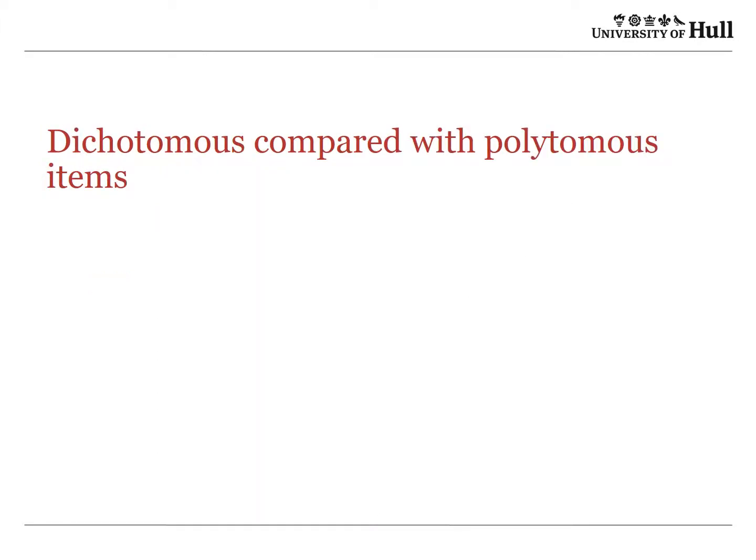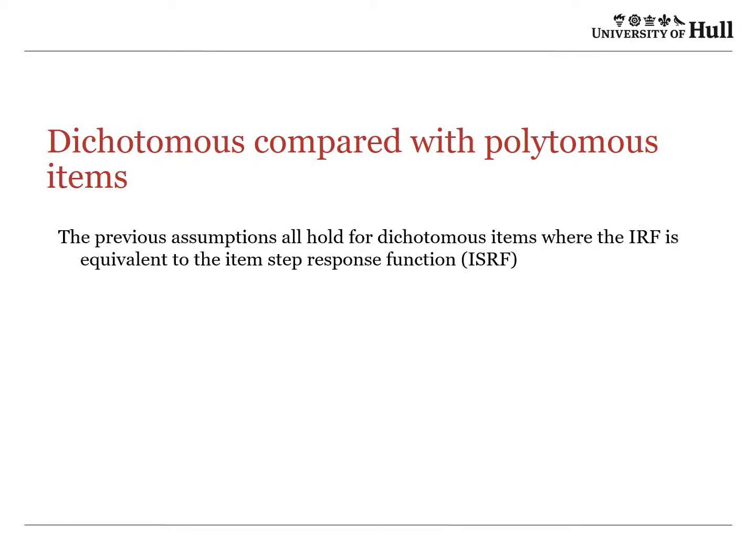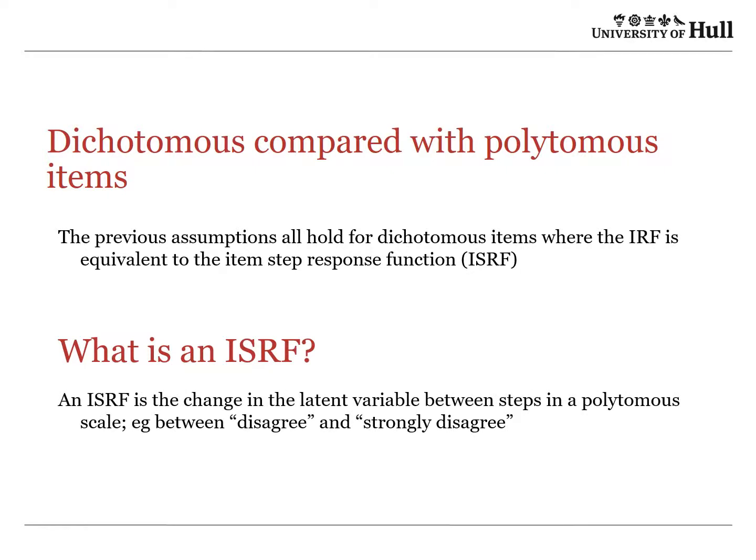Let's just quickly look at dichotomous compared with polytomous items. The previous assumptions all hold for dichotomous items, where the item response function, or the item characteristic curve, is equivalent to the item step response function. I've called it item response function because I'm relating it here to what's called the item step response function. But don't forget that the item response function, the IRF, is the same as the item characteristic curve. So what's an item step response function? Well, an item step response function is the change in the latent variable between two steps in a polytomous scale, for example between disagree and strongly disagree.